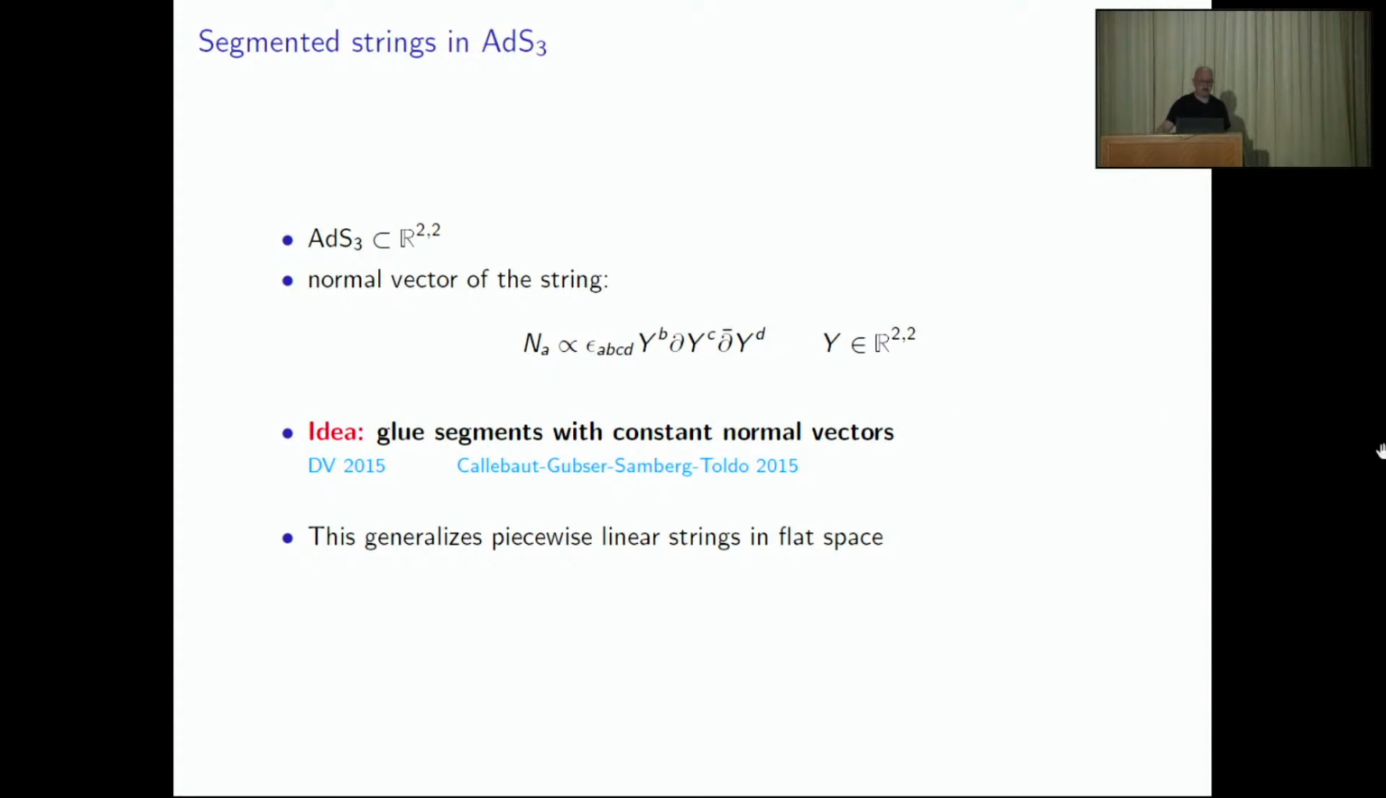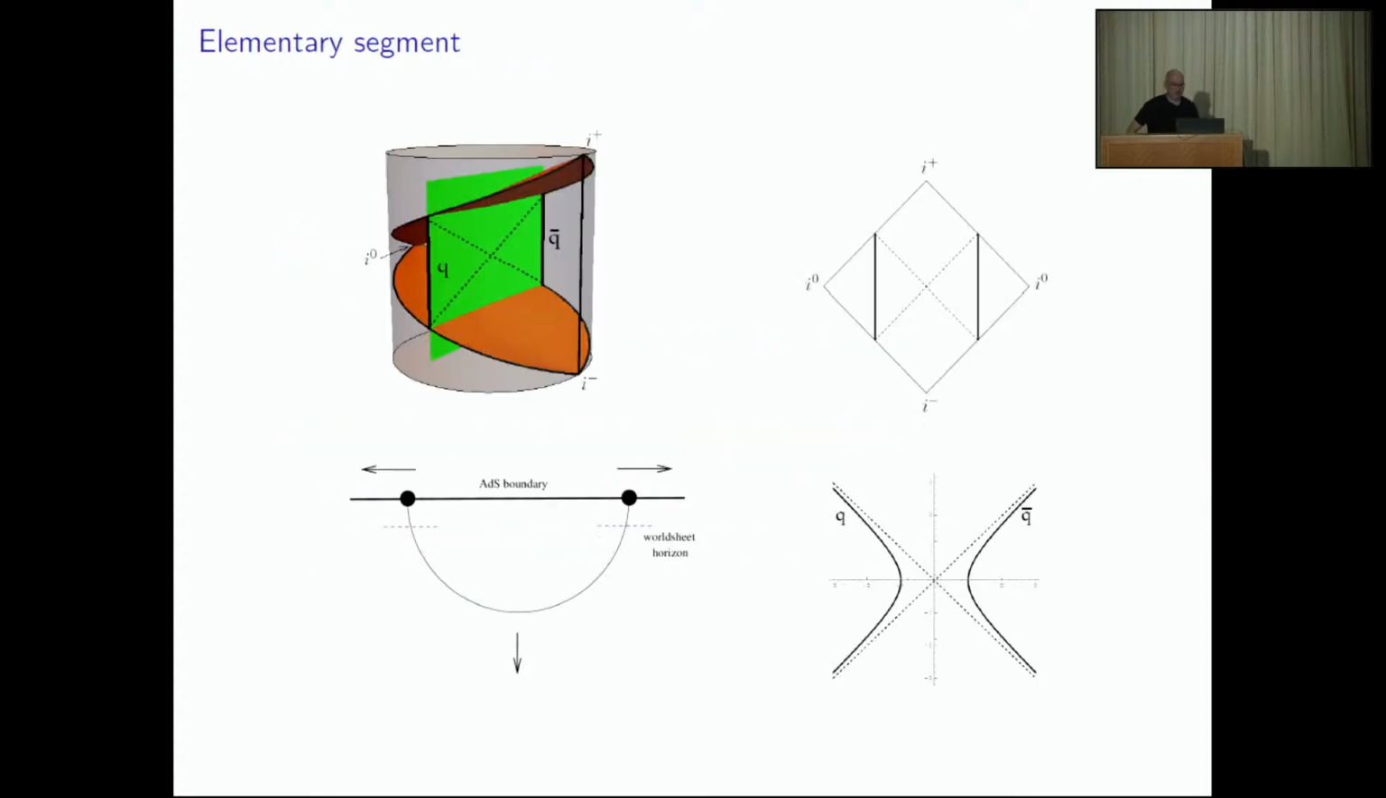Okay, so the idea now from 2015 is to glue a big segmented string from pieces which have constant normal vectors. I posted this paper 7 years ago, and surprisingly, at the same place at the same time, Gubser and collaborators also had the same idea. How do we describe a string segment with a constant normal vector?